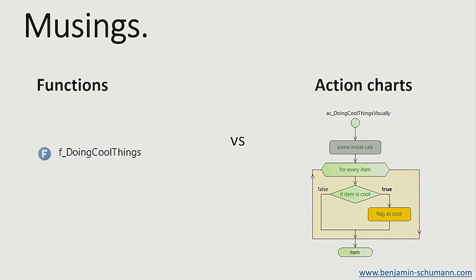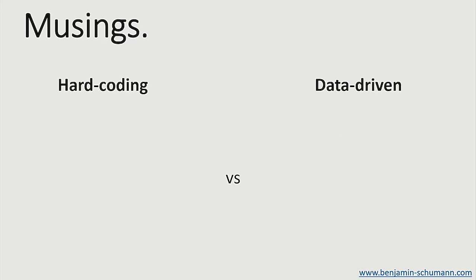If the functionality, the function or the action chart will be called multiple times, which way is faster? Ooh, I don't know. Do you guys know? No difference, cool. Perfect, that's how it should be.